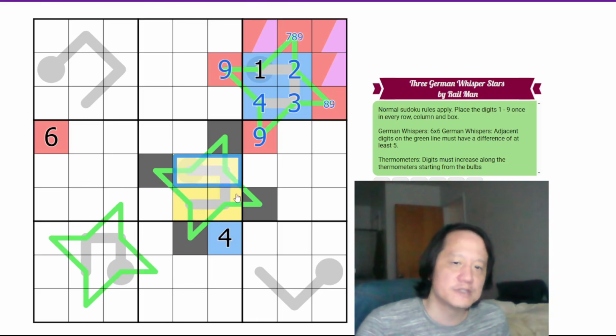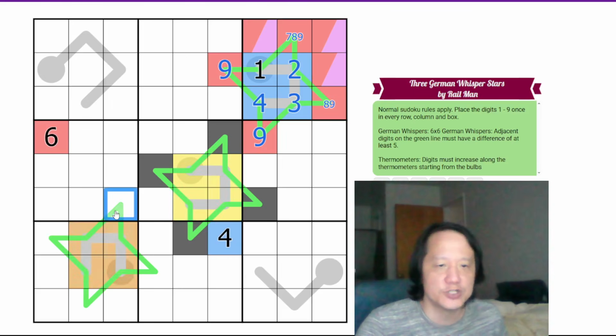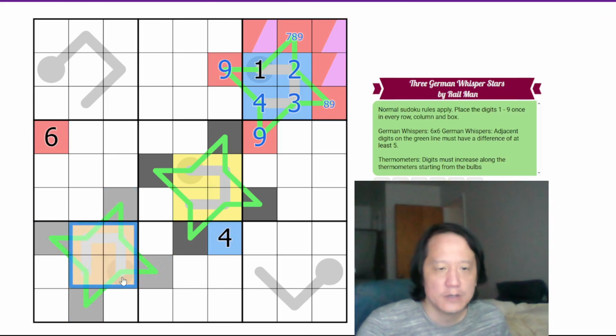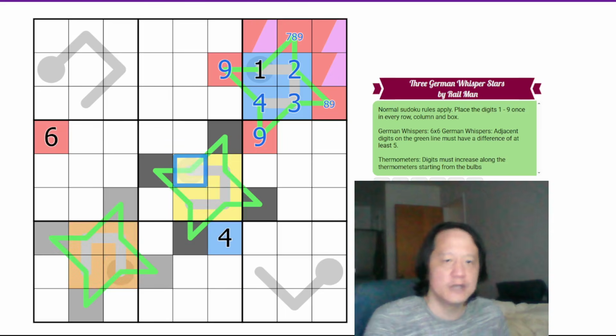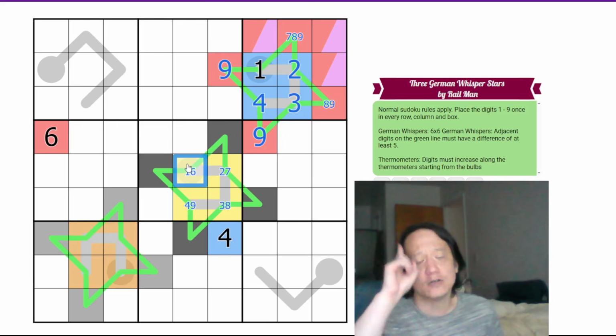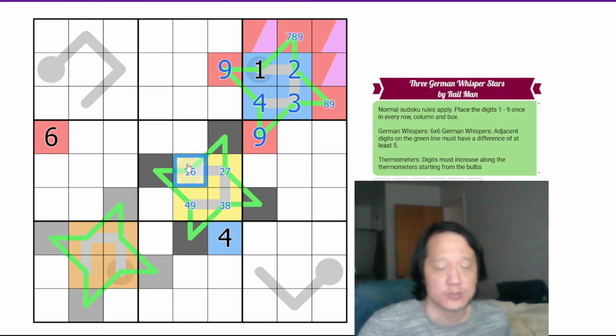So either this is, and this is going to be the same for all the stars. So these have to be all the same shading, and these must be a different shading here. So for these thermometers, then this can be 1, 2, 3, or 4, or this could be 6, 7, 8, or 9. Well, this digit cannot be 6 because it's next to 2 unique digits on the Whisper 5 line, and 6 can only be next to 1 unique digit on a Whisper 5 line.